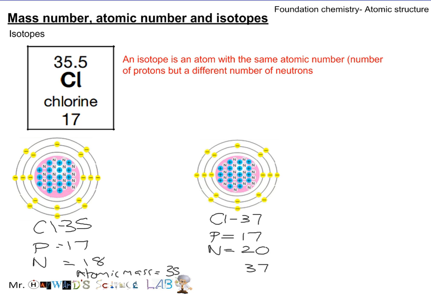However, they react the same and have the same properties. The reason for this is that all the properties are linked to the number of electrons in the atom, or the number of protons in the atom. As you can see, chlorine 35 and chlorine 37 have exactly the same number of electrons. Therefore, they have the same properties. They're going to react the same way.